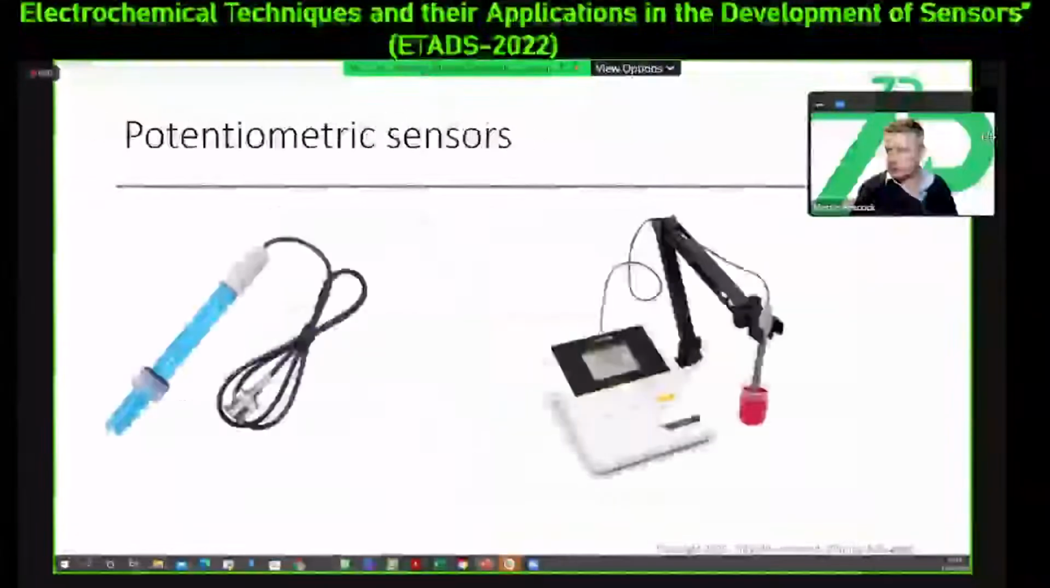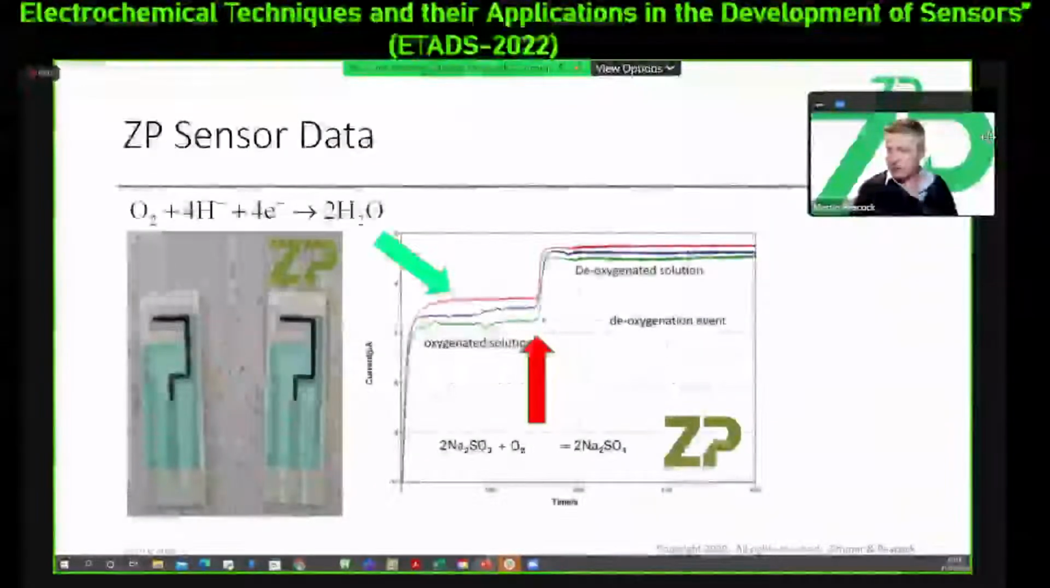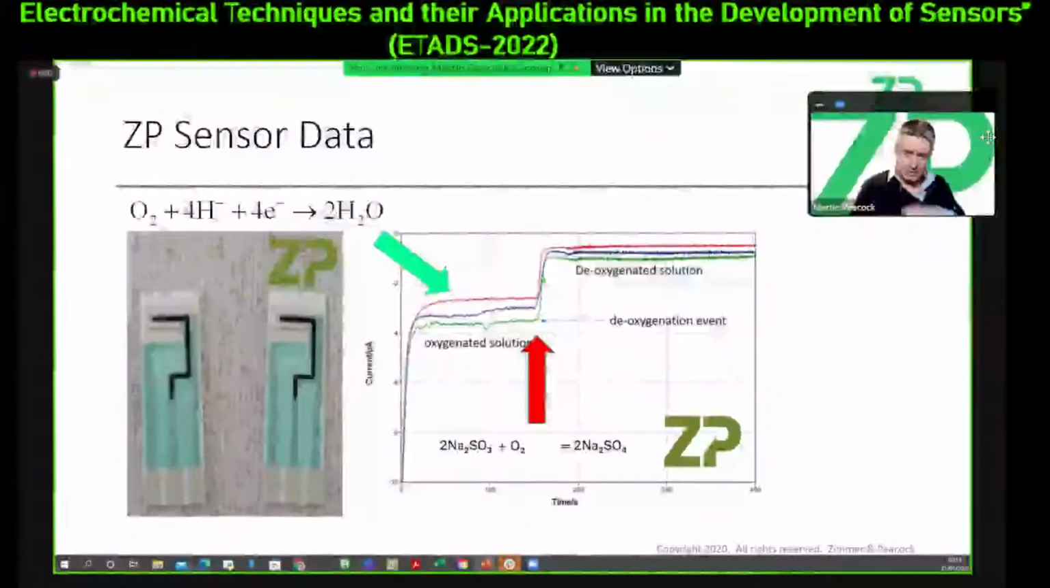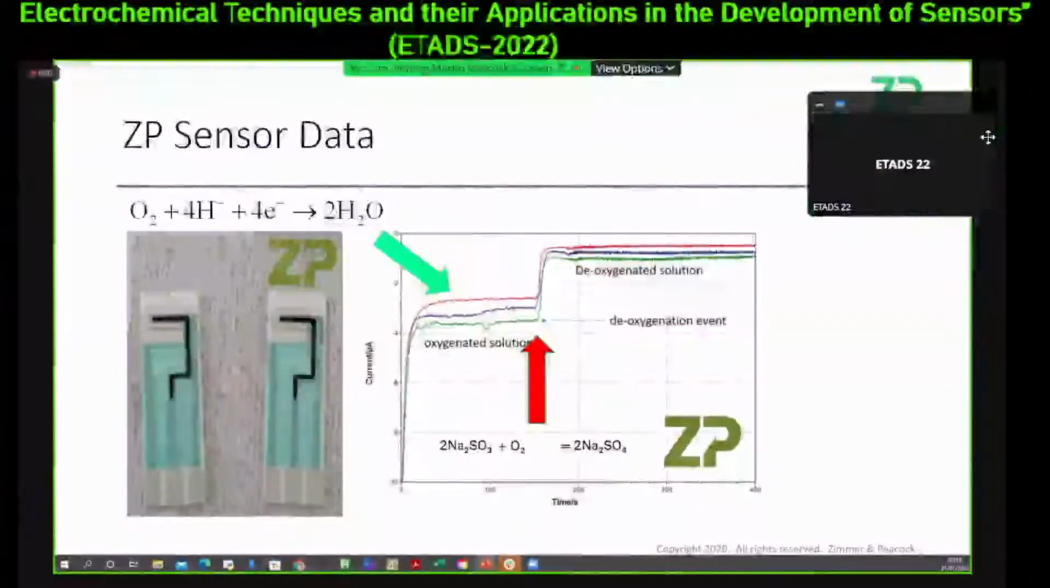I'm still sharing my screen, so I'll show the reaction. On my screen at the moment, I'm showing a molecule called sodium sulfite, Na2SO3, and it reacts with oxygen. In doing that, it forms sodium sulfate. It essentially scavenges, steals, reacts, whatever you want to call it, all the oxygen. And then the signal dropped close to zero. So the quick answer to that question is it's sodium sulfite.